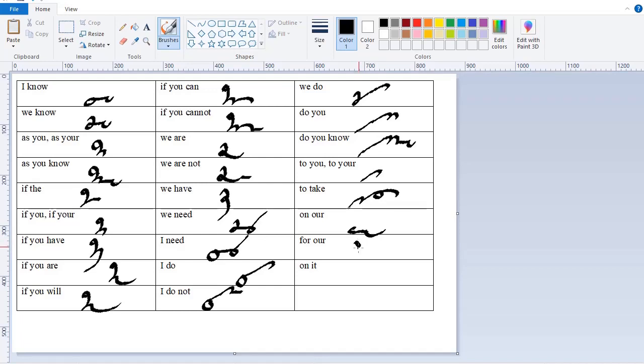Next, for hours. So for is represented by your F and then R. Wait, let me check. Okay, so ayan, for hour. Next, on it. So we have O and T. On it. Okay? Ayan. So those are another set of phrases, which is a combination of brief form and theory words, simple theory words.